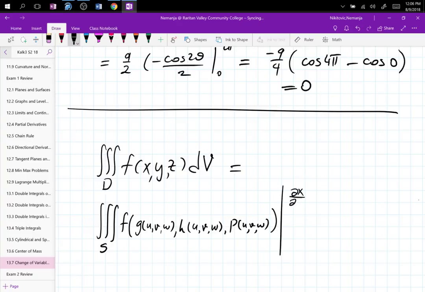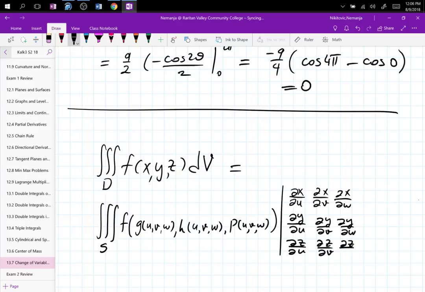Partial x, partial u, partial x, partial v, partial x, partial w, partial y, partial u, partial y, partial v, partial y, partial w, partial z, partial u, partial z, partial v, partial z, partial w.